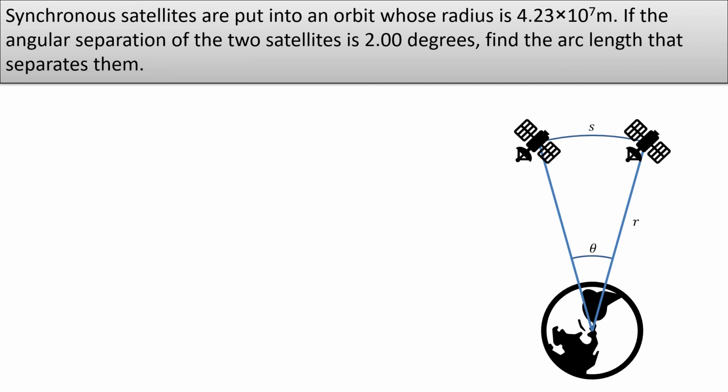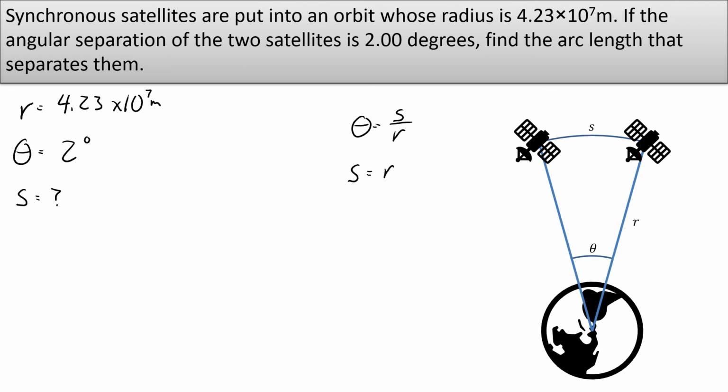So the first thing I would always do is write my given information. The radius is 4.23 times 10 to the 7 meters. They're telling us 2 degrees, the angular separation, the angle is 2 degrees. And we want to know what the arc length is. That's S. So we would like to do, maybe theta is equal to S over R, or if you look in the reference table, S is equal to R theta.